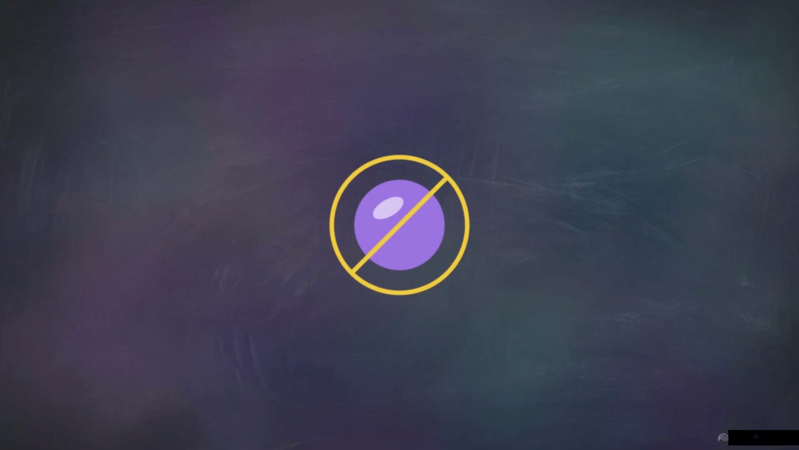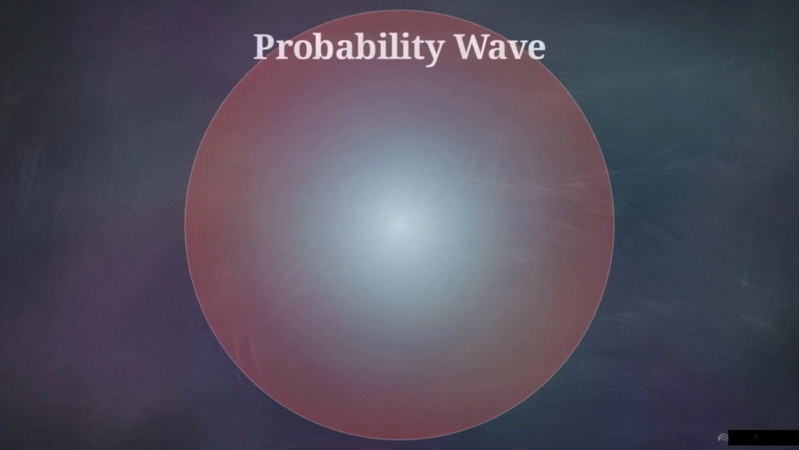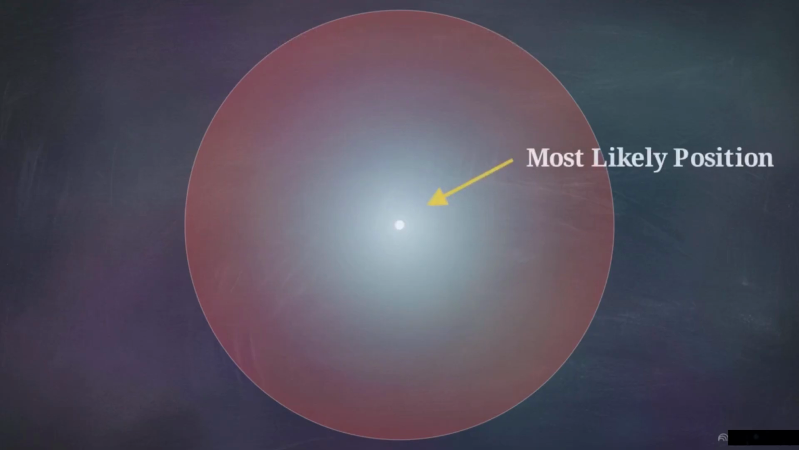To understand how a solid object ghosts through a wall, you have to stop thinking of particles as tiny marbles. It's more accurate to see them as a blurry cloud of fog. This cloud is what we call a probability wave. It's brightest at the center, which is where the particle is most likely to be, but the edges fade out into a faint, see-through mist.